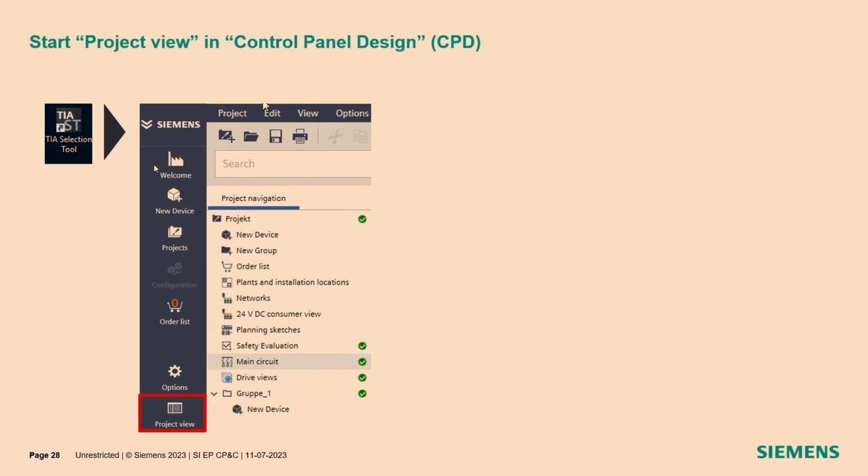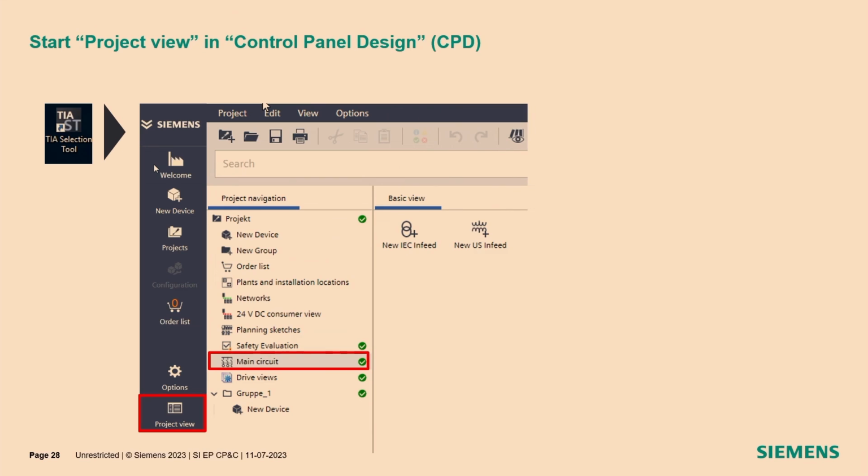You see this down under. If you click on project view, then the project navigation opens. It's a window. It will open, and then you click directly on main circuit. If you click on main circuit, you can choose between the different worlds.